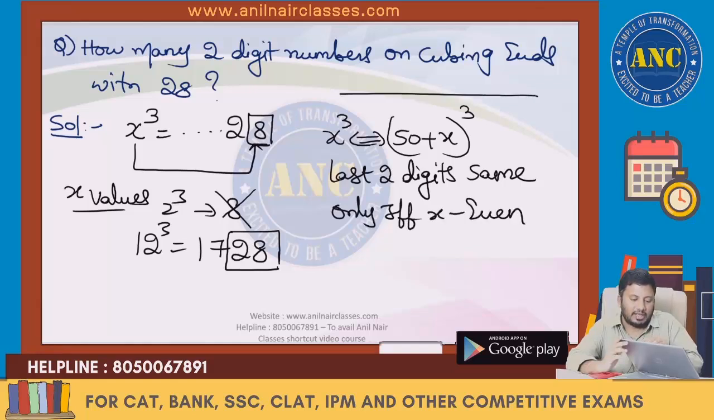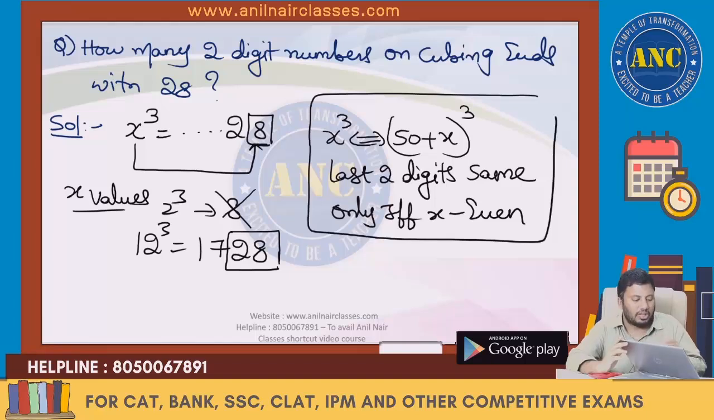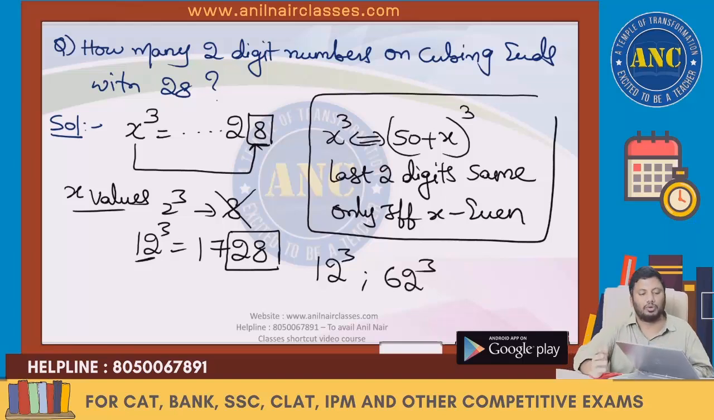Only if x is even. So 12 is even. What are the two numbers? 12 cube and the next number is 62 cube. Idea clear? How many two-digit numbers on cubing end with 28?